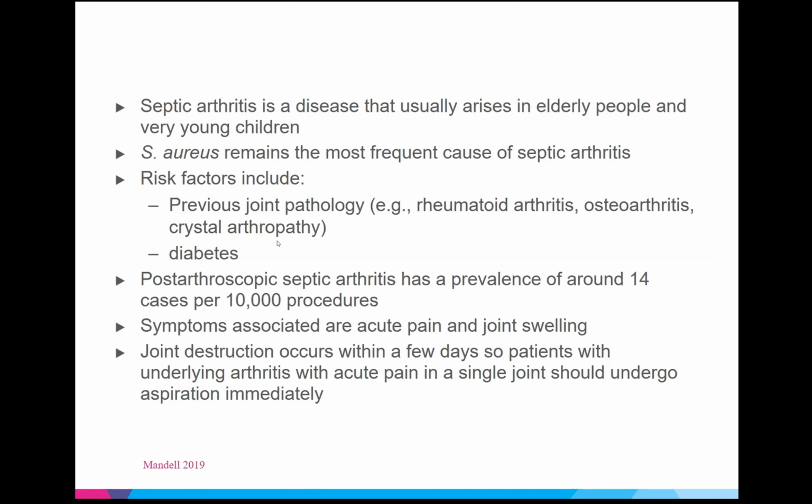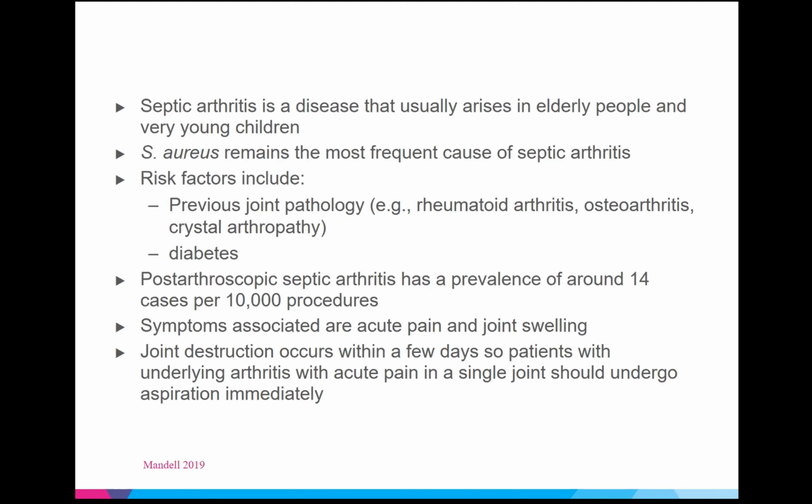Risk factors include joint pathology. So someone with rheumatoid arthritis, osteoarthritis, or crystal arthropathies can get it. And of course, diabetics. And post-arthroscopic septic arthritis is very rare, thankfully, right? But it can happen. It happens about 14 cases per 10,000 procedures. So it's a very low rate, but it is a serious infection.